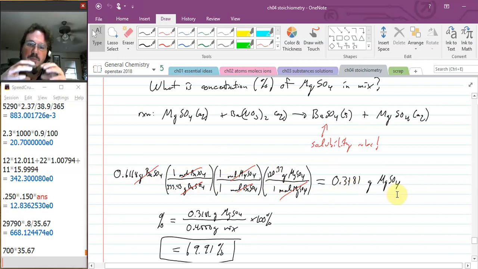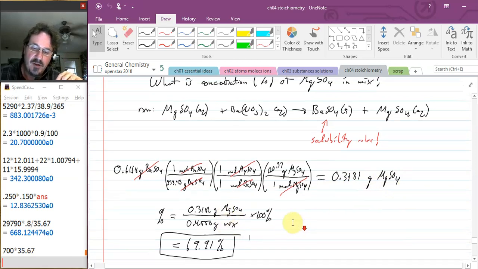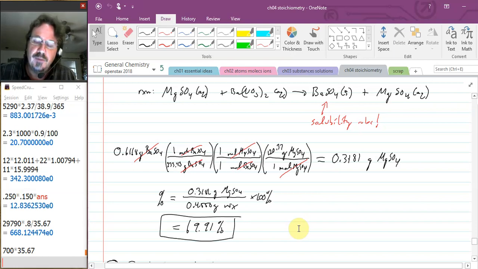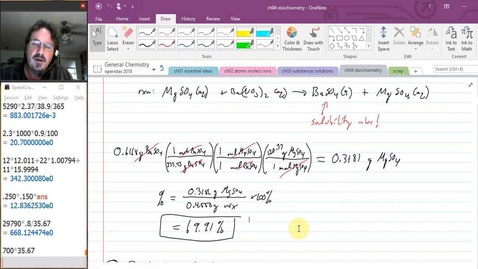So again, I had this initial pile. The whole thing weighed 0.4550. They told me that. I've just figured out that out of that pile, 0.3181 grams was magnesium sulfate. The other was some, I don't know what the other stuff was. But that's the important thing. I finally figured out the magnesium sulfate. So if I just divide those two times 100, there you go, 69.91%. There's the concentration in that initial mixture that was barium sulfate. All right, so there's gravimetric analysis, trying to figure out how much of something you had by first getting a precipitation reaction and weighing it, and then doing your calculation.